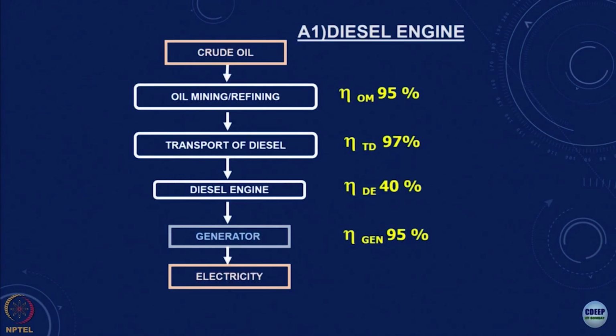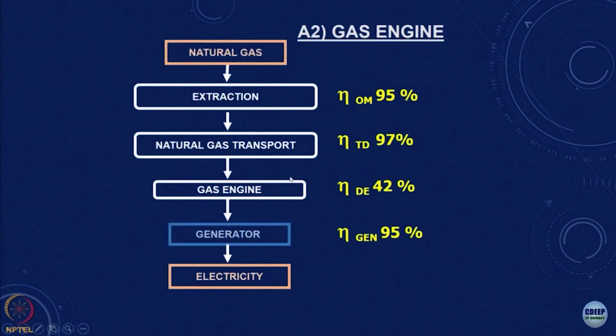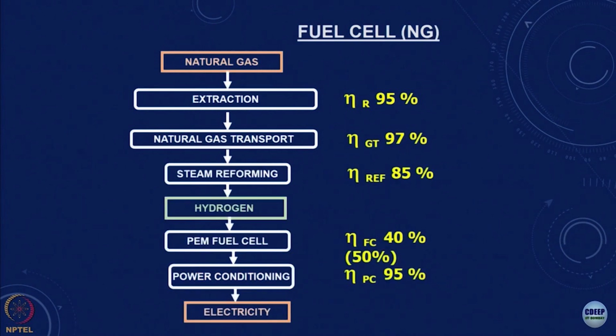So if we look at the option for power generation from diesel, we can see the generator, the diesel engine, transport of diesel, oil mining and refining. And this is very similar to the system that we saw for the pump. We have put down typical efficiencies, you can multiply them. And the second option is when you look at natural gas. The same thing: generator, a gas engine, then natural gas transport, natural gas extraction. Again, you can see the efficiencies are pretty good.